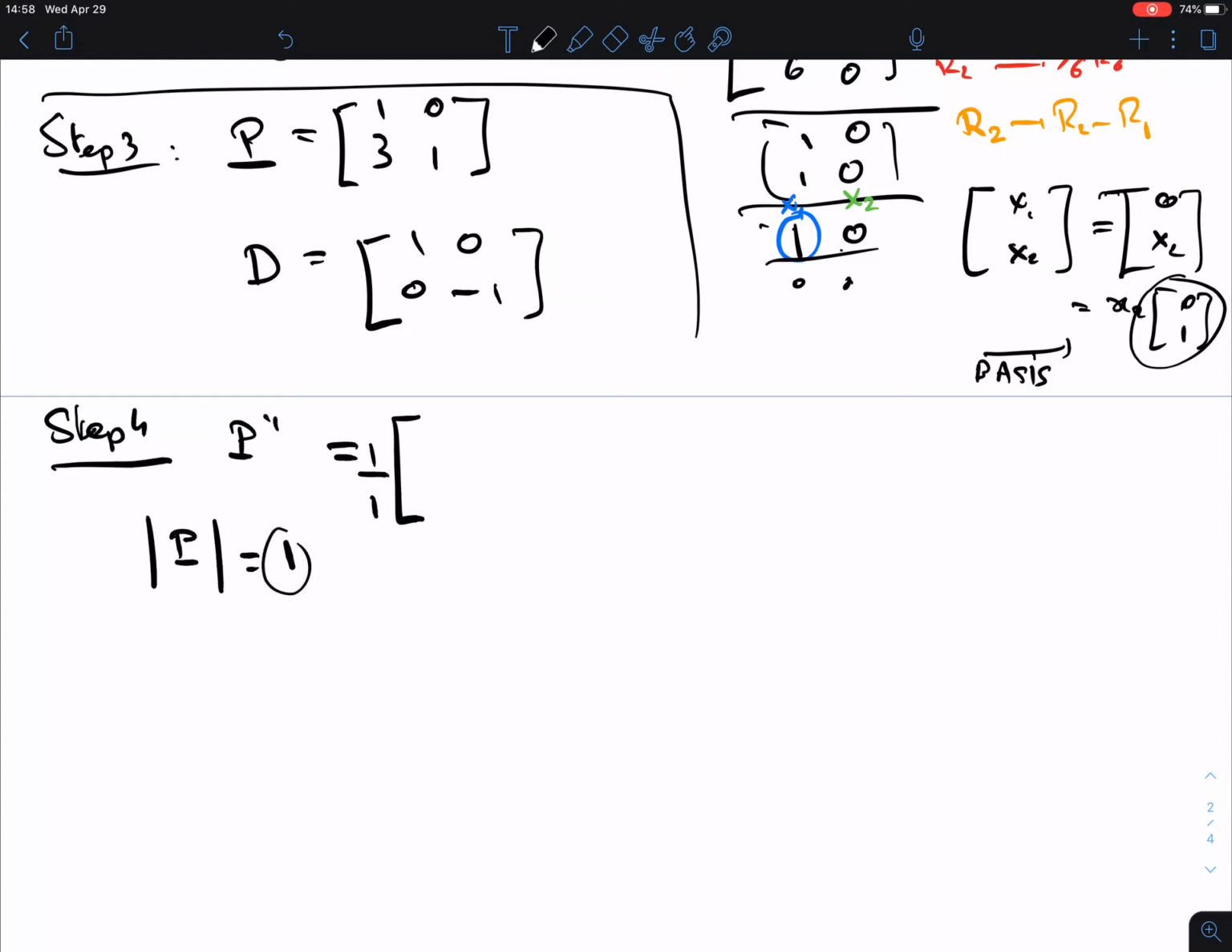And what we do is we switch the diagonal elements, big deal, and then we put a minus on the off diagonals. If you go back to look at this formula. So this is my P, and 1 over 1 is kind of distracting me, so I'm going to get rid of it. So that's the inverse. That's just using the formula for the inverse of a 2 by 2. But in general, you have to do the method of row reduction. Okay, so that was step 4.